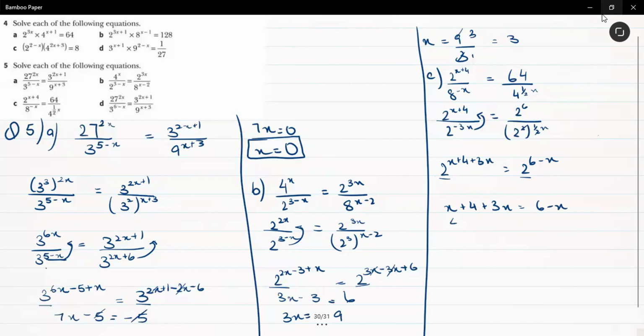So we are going to get 4x plus x is equal to 6 minus 4, which is going to give us 5x is equal to 2 and x is equal to 2 over 5. And that's it. Sorry, not 2 over 4, 2 over 5. This is our answer for part C.